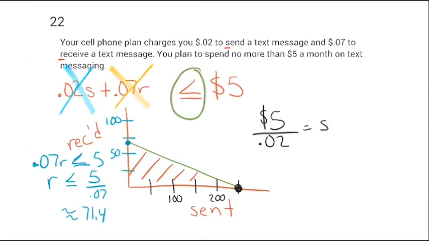Okay? So our intercepts. If I send 250 messages and don't receive any, I'm going to spend $5. If I send zero messages and receive 71 messages, I'm going to spend less than $5. Okay, that's what those two intercepts mean.